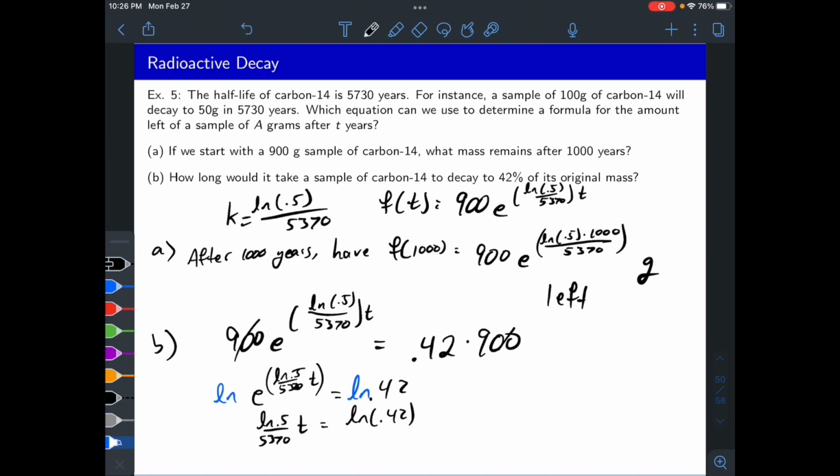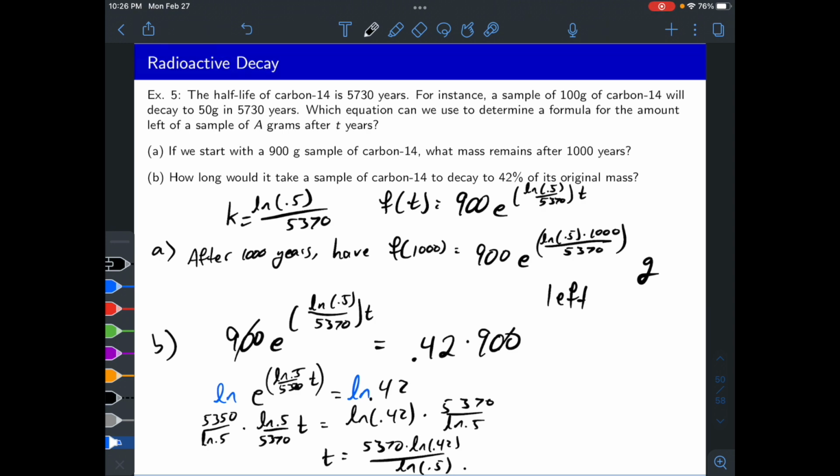And then I can just multiply both sides by the reciprocal of ln of a half over 5,370 to solve for t. And so our t value will be 5,370 times ln of 0.42 divided by ln of 0.5. And that should be our answer.